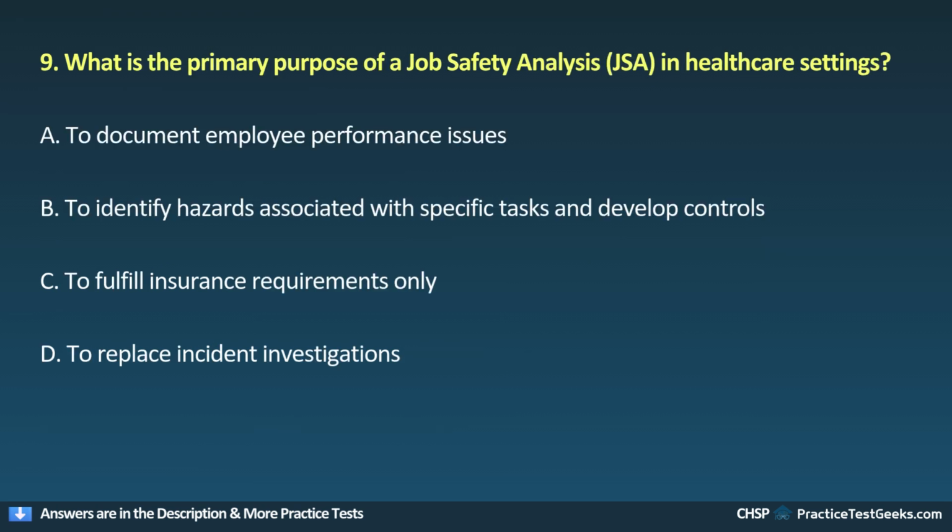9. What is the primary purpose of a job safety analysis (JSA) in healthcare settings? A. To document employee performance issues. B. To identify hazards associated with specific tasks and develop controls. C. To fulfill insurance requirements only. D. To replace incident investigations.